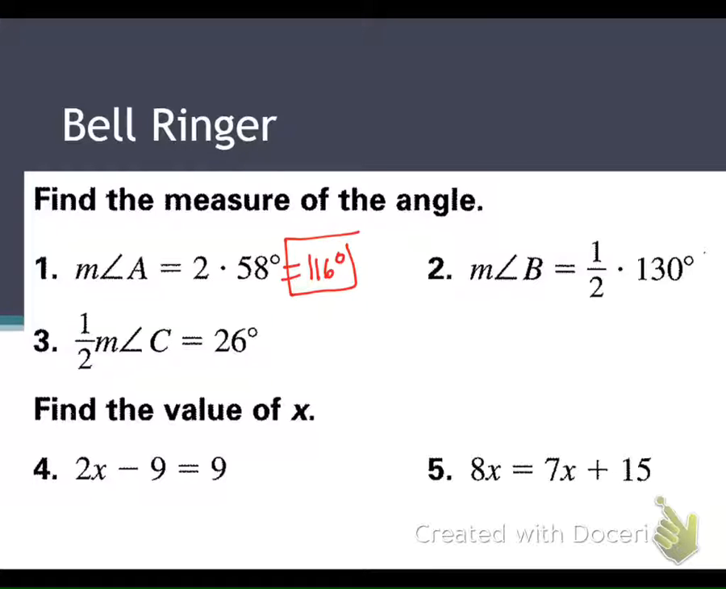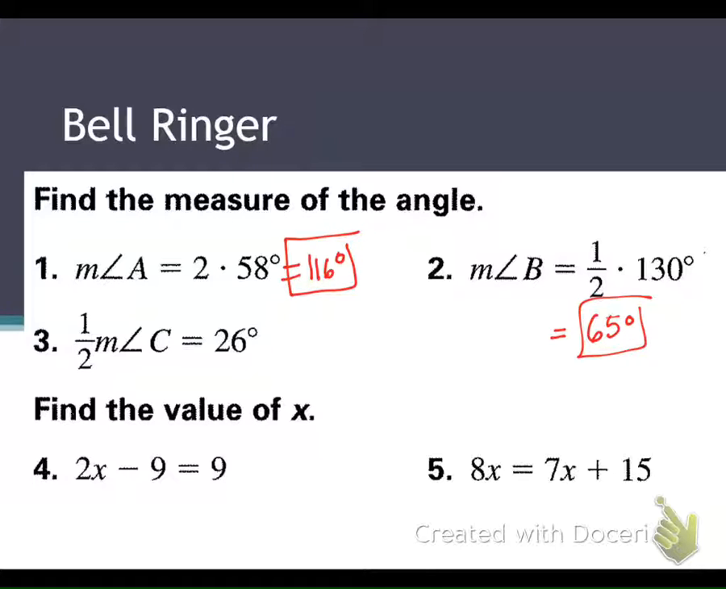Our next one, we're talking about the measure of angle B. The measure of angle B is half of 130. I struggled with 130. What's half of 130? 65 degrees.